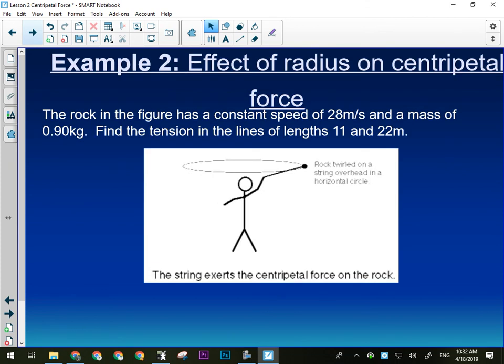Okay, radius, we've kind of already looked at that. We looked at it with centripetal acceleration. The relationship is exactly the same with centripetal force. Okay, I'm going to have an inverse relationship. So if I've got a radius of 11 and a radius of 22, then my centripetal force for the 22 meter circle will be how much of the 11? Half.